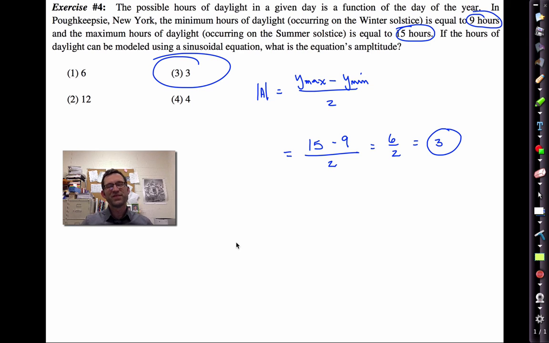All right. So that's it. A lot of sinusoidal modeling gets down to reading, so you've got to be willing to read. It's about pulling out the maximum, the minimum, often the period, pulling all of that out to be able to figure out the values of the amplitude, the midline, the frequency, and the period.